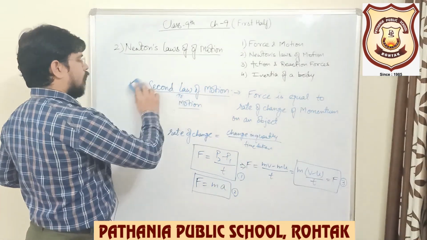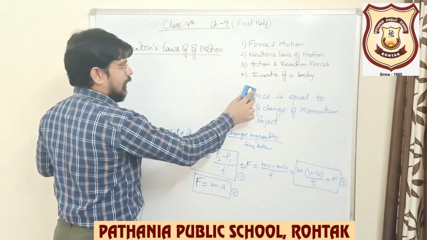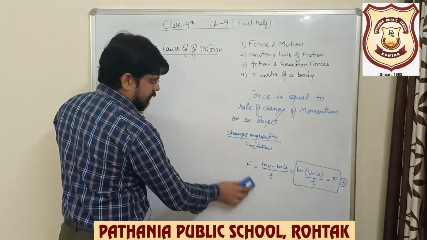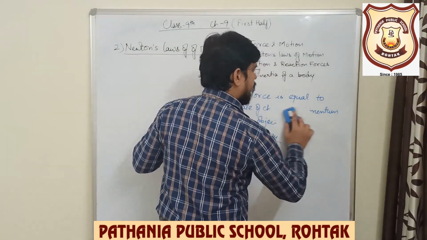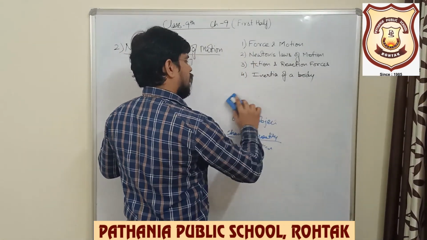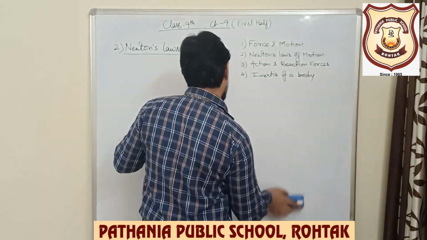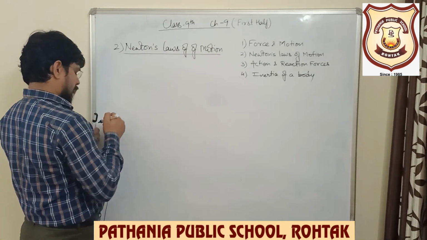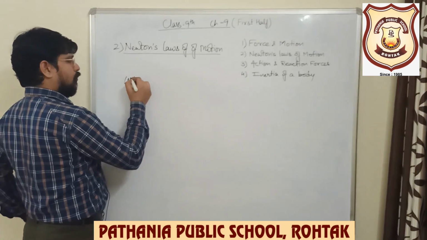Coming on to the third law of motion, that is simplest of all. Newton's third law of motion explains that every action has an equal and opposite reaction. So we cannot have any force working on any object, having any action, without having an equal and opposite reaction. That is known as Newton's third law of motion.